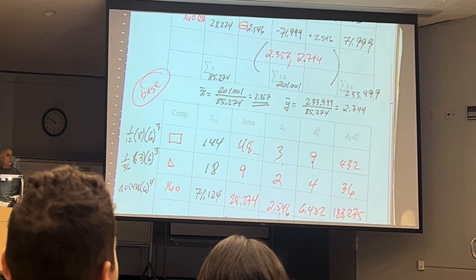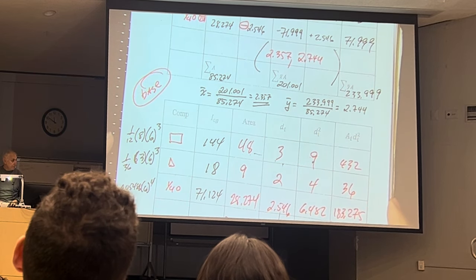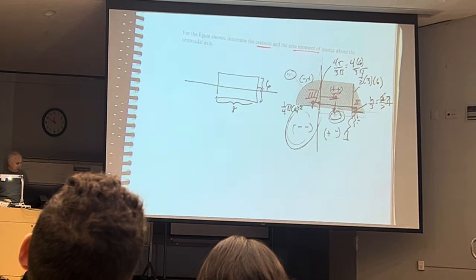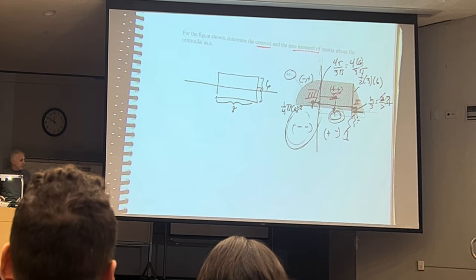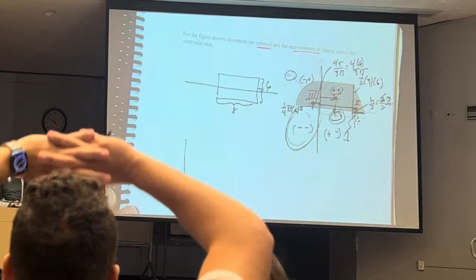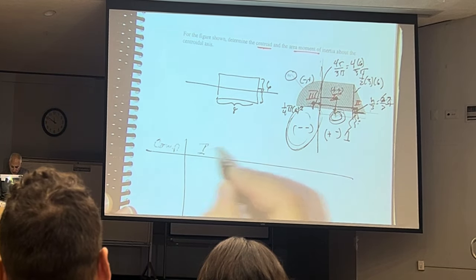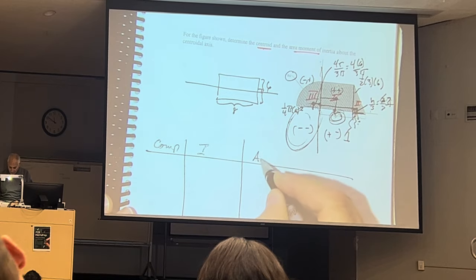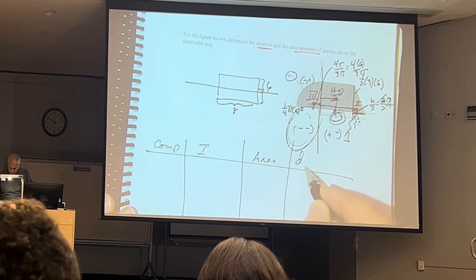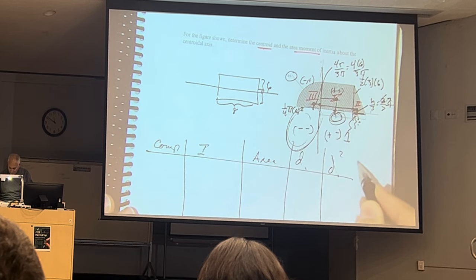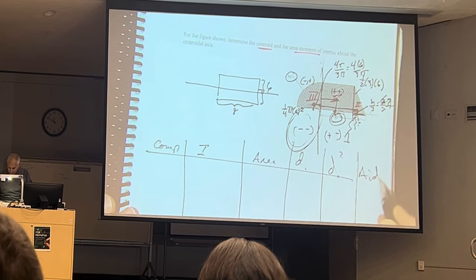Now, somebody with a quick calculator for me. I need a quick calculator, because now I'm going to do it about the base, just so you can see. Component I, area, DI squared, AI DI squared.